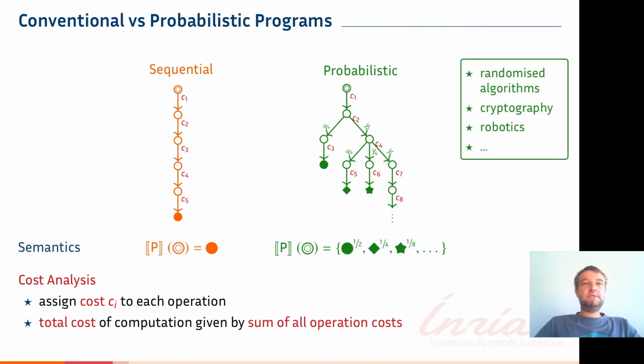Concerning cost or resource analysis, it's very natural to assign a unitary cost to certain primitive operations and then define the cost of a computation simply as the accumulated cost of all the operations that have occurred. Now, in a sequential setting, we would be interested in finding an upper bound to this cost function. In a probabilistic setting, the cost of a computation is a random variable, so morally it depends on the random choices that have been performed in this computation. What we will now be interested in is to find an upper bound to its expectation, so to the mean value of this random variable.